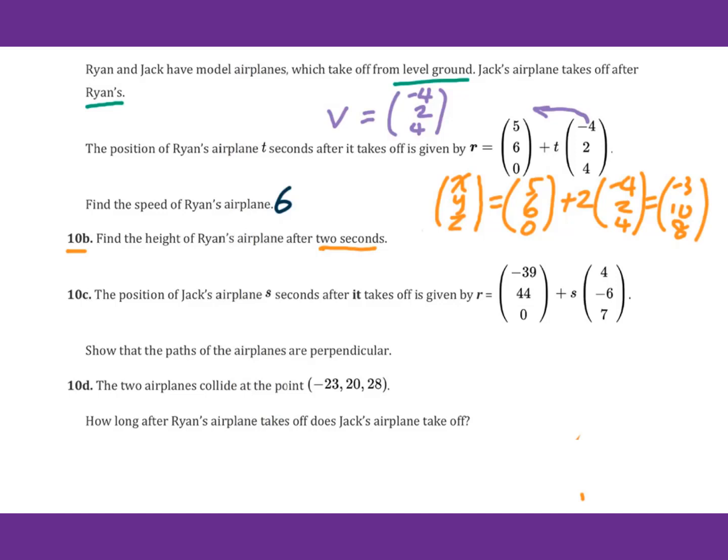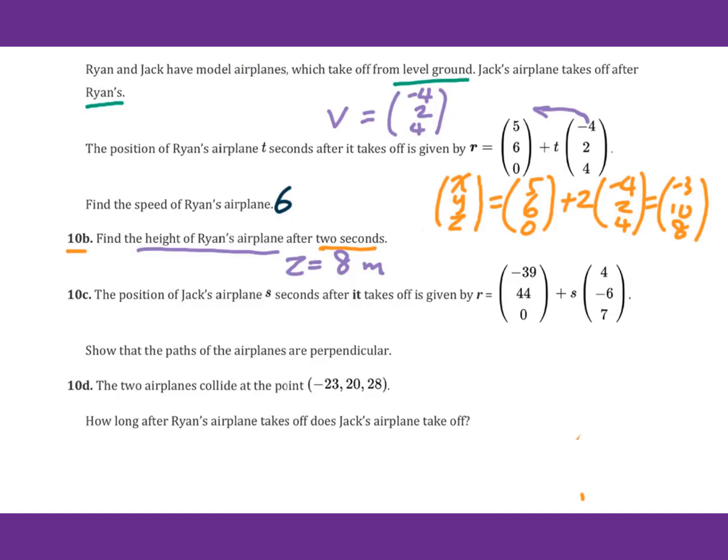For 3-dimension vectors, we know this is x, here is y, and the height will be z. Therefore, they ask you the height. X, y, z: z equals 8 meters.